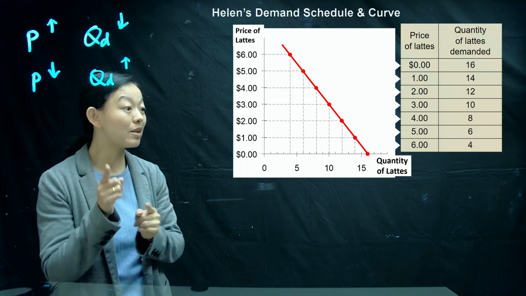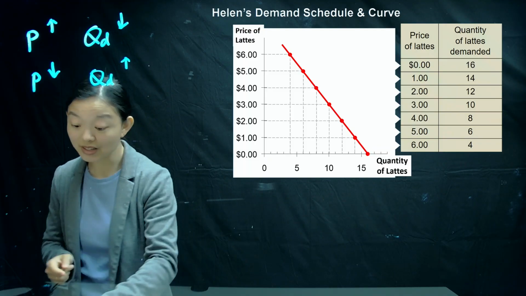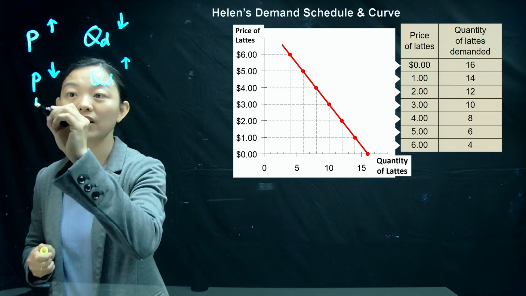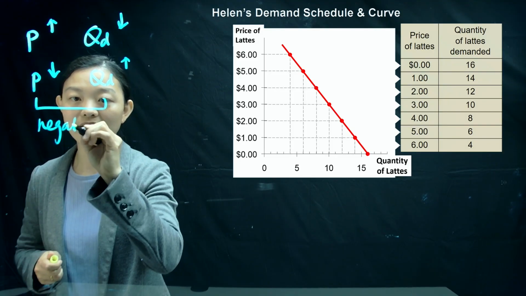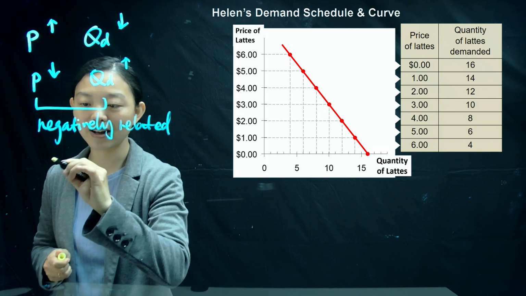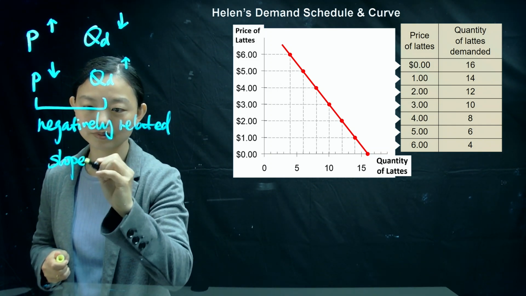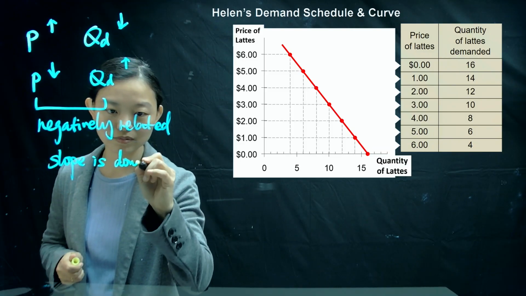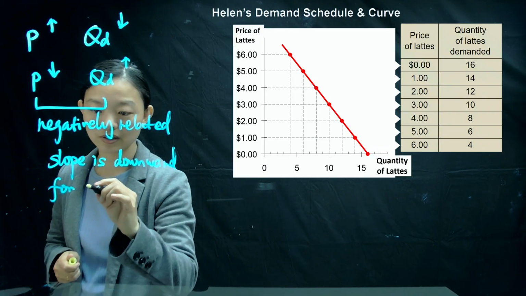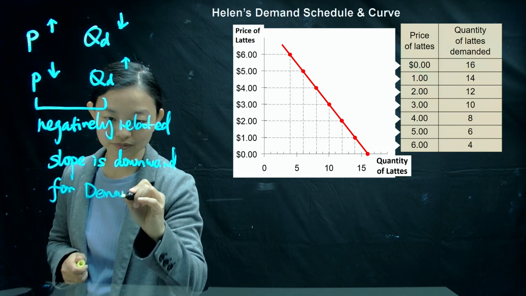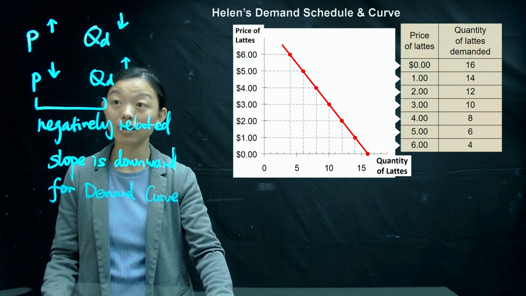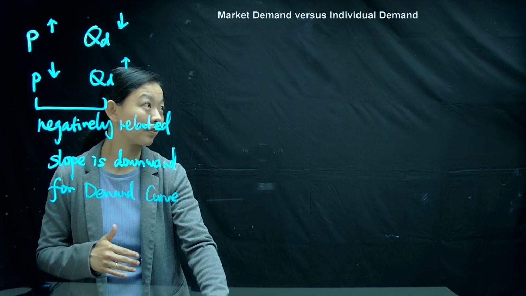Very important: this demand curve is downward sloping, which shows the price and the quantity demanded are negatively related. So the slope is downward for the demand curve. This is very important. Our demand curve is downward sloping.